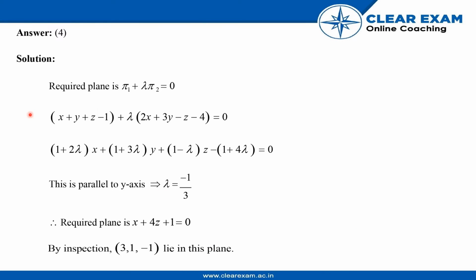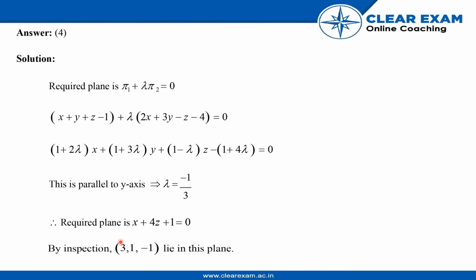So the answer is, the required plane will be pi 1 + lambda pi 2 = 0. Putting equation 1 in pi 1 and equation 2 in pi 2, we get (1 + 2 lambda)x + (1 + 3 lambda)y + (1 - lambda)z - 1 + 4 lambda = 0. This is parallel to the y-axis, so lambda will be -1/3.